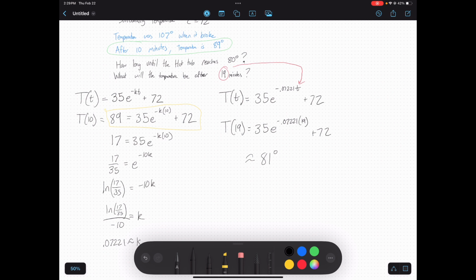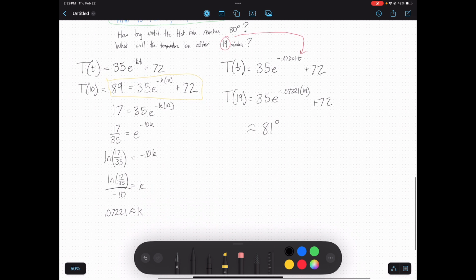Interesting. So that's actually pretty close to 80 degrees. That means my answer to my other question is going to be pretty close to 19 minutes. Well, let's answer that question. So that's the first question answered, which was actually my second question, but regardless. Now, if I look at my other question, how long until the hot tub reaches 80 degrees? Where does that 80 go? What am I solving for? In this case, I'm solving for t, and 80 is going to go in for my output.